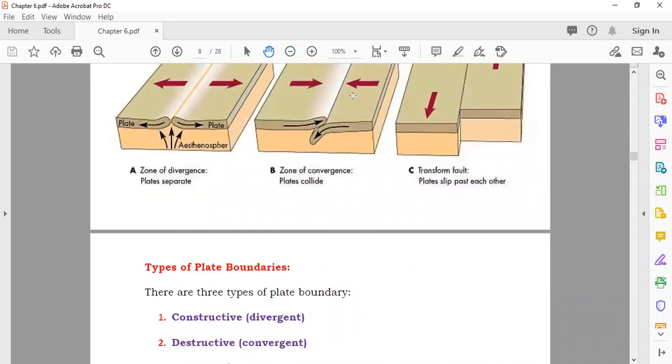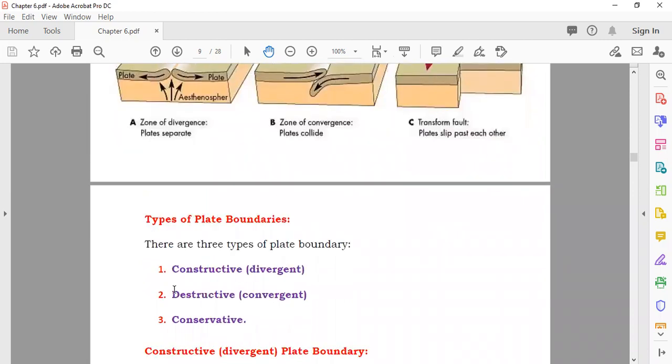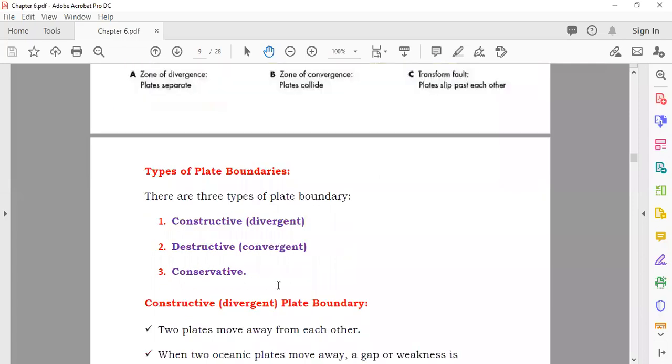Number one, you have constructive, divergent. Other, you have destructive, convergent. After that, you have conservative. We will see all of them. Don't worry. From the name, maybe it's a little bit difficult, you can feel, but it's easy. First of all, we see that constructive divergent plate boundary.